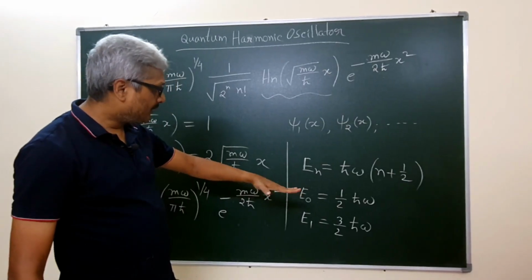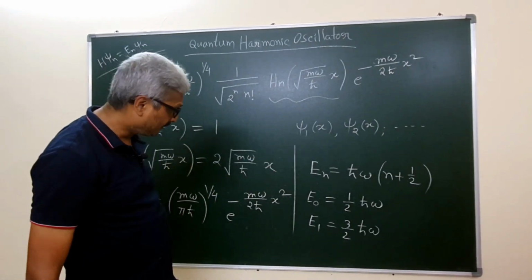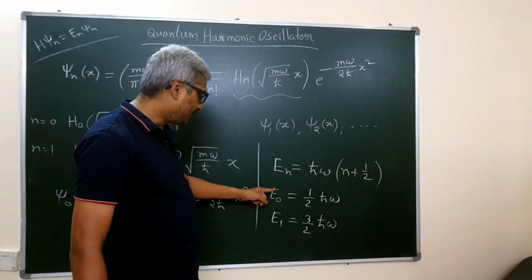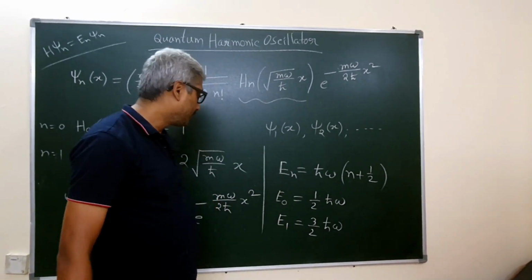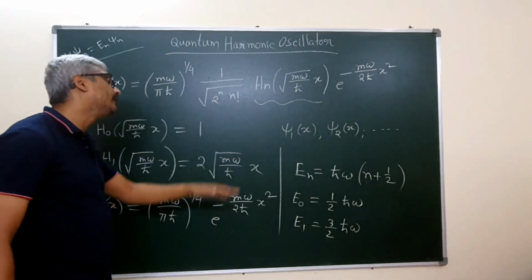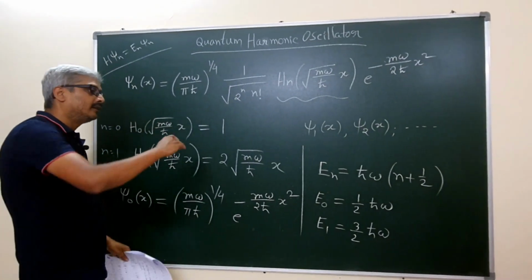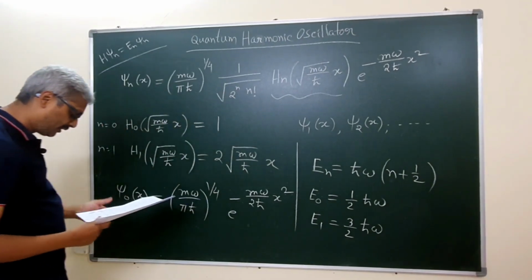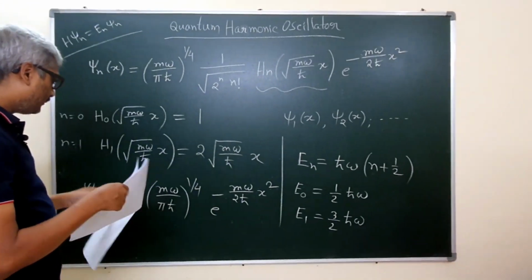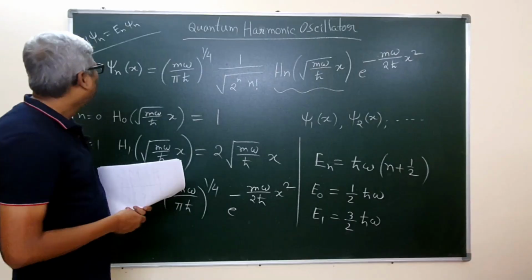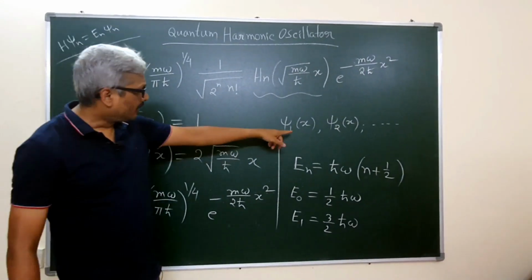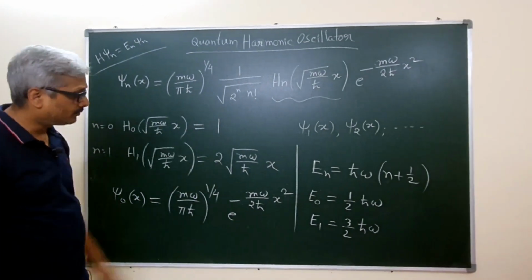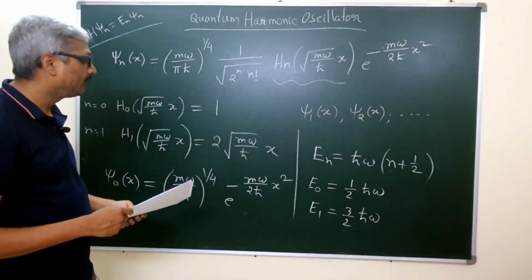The separation between the energy levels, that means these energy levels are equidistant. That means E1 minus E0 will be equal to E2 minus E1. So the energy levels are equidistant for this harmonic oscillator problem. One can also show a few eigenfunctions for this problem, that is psi 0(x), psi 1(x), psi 2(x). So I can show you how they actually look.